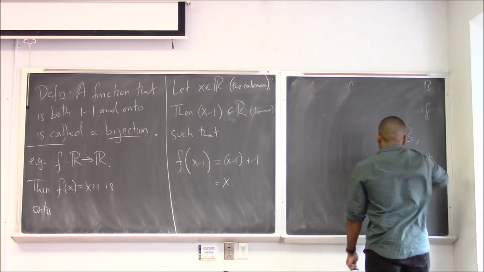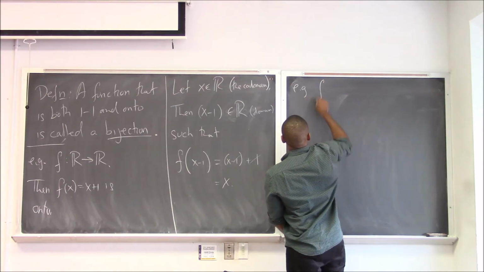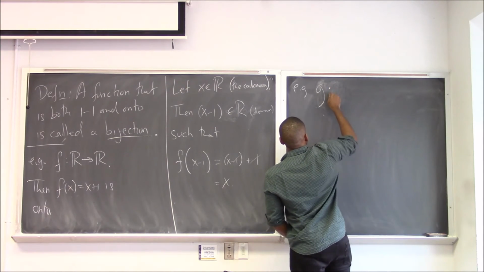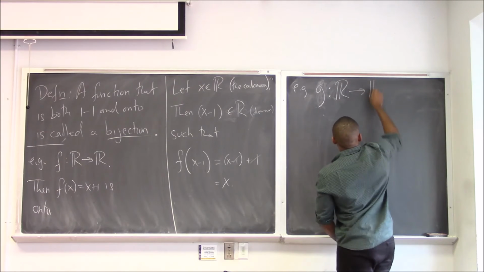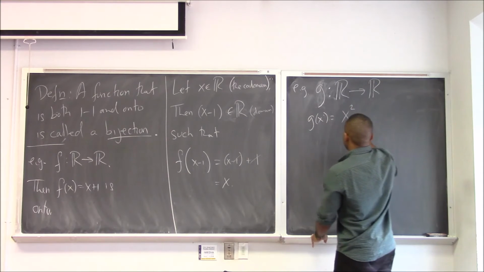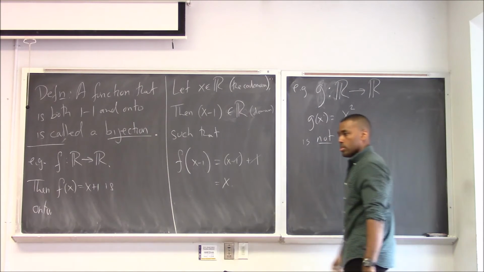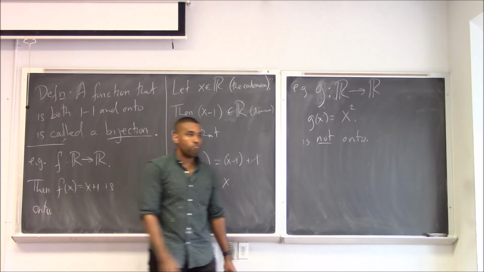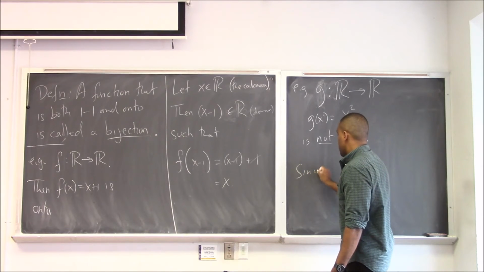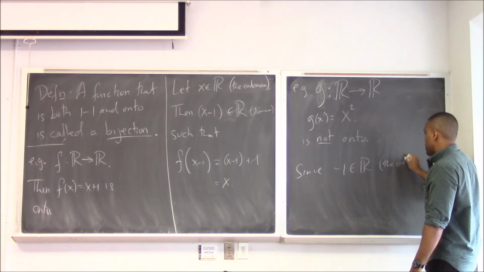To show you that this does not always happen, let me give you another example. Let g go from R to R, where I define my g of x to be x squared. This is not onto. How do we know that's not onto? The negatives, you will miss all the negatives. Since minus 1 is an element of R, now I'm thinking of R as a codomain.